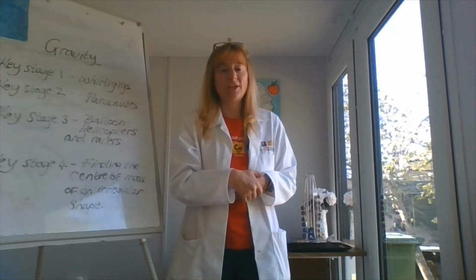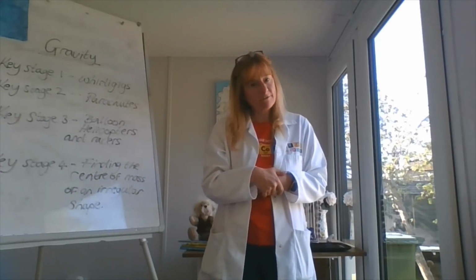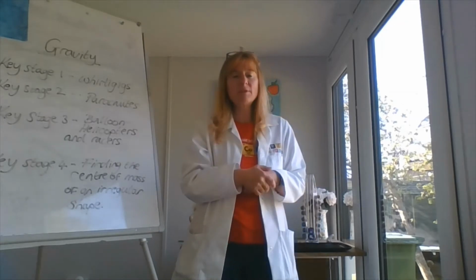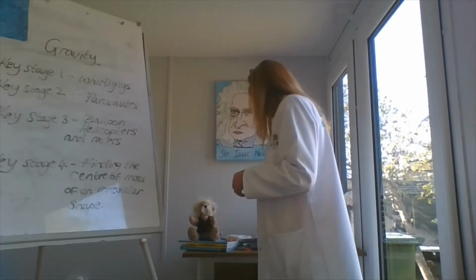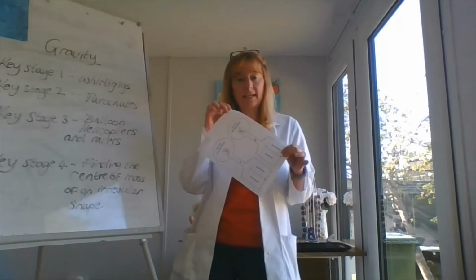Okay, key stage 2. We're going to think about parachutes. And I'm going to ask you to also look at this second whirligig.